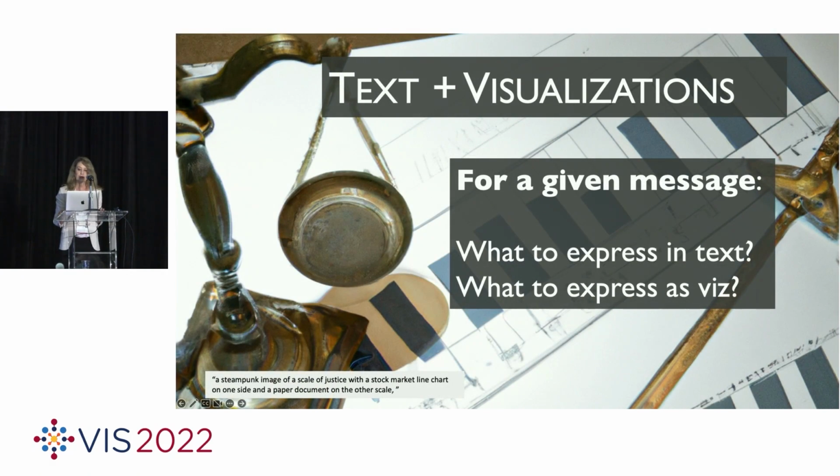So our first subject is combining text and visualizations together. And I want to first address this question. For a given message that you want to convey, what parts of it should be expressed as text and what parts should be addressed visually? And how do the two play off of one another?